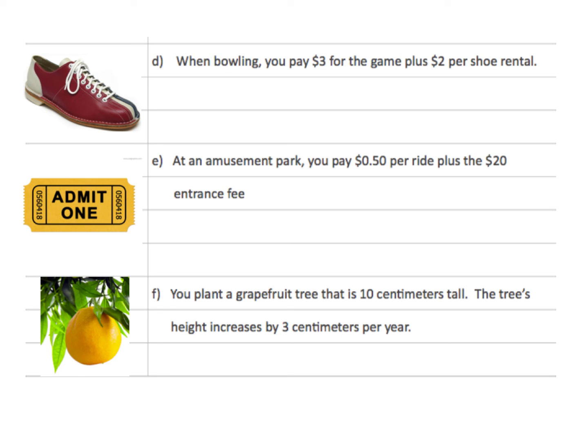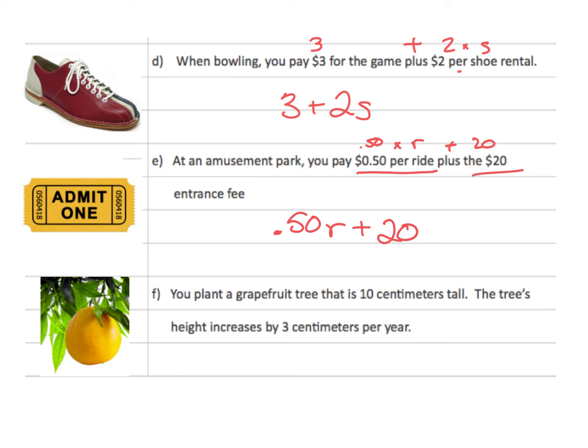When bowling, you pay $3 for the game plus $2 per shoe rental. So 2 times, and we'll call this S. So we have 3 plus 2S. And writing it up above may be helpful. At an amusement park, you pay 50 cents per ride. So that means we're going to multiply 50 cents, and we'll say R for rides, plus the $20 entrance fee. So there's our equation right above it. 50 cents R plus 20.